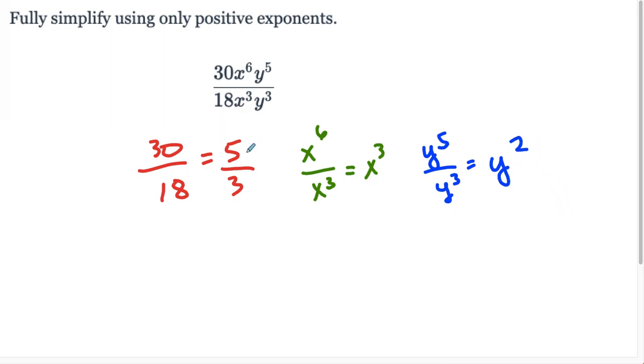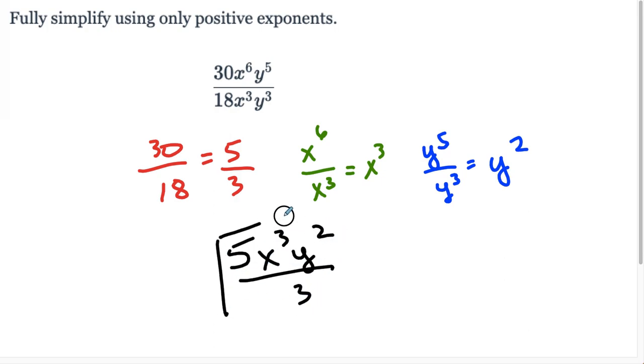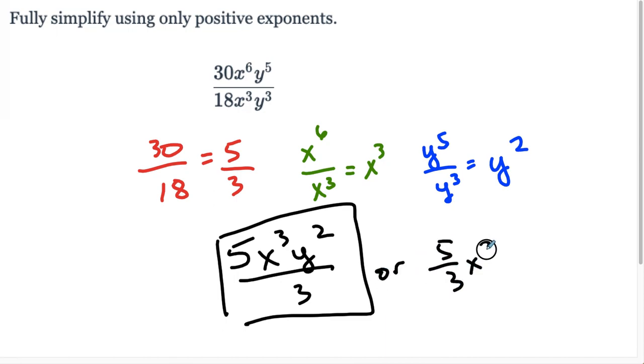So altogether, I have a 5 in the numerator, an x cubed, and a y squared. And in the denominator, I have a 3. So putting that together, that's 5x cubed y squared divided by 3. Okay. Or you can also write it as 5/3 x cubed y squared. This is also the same.